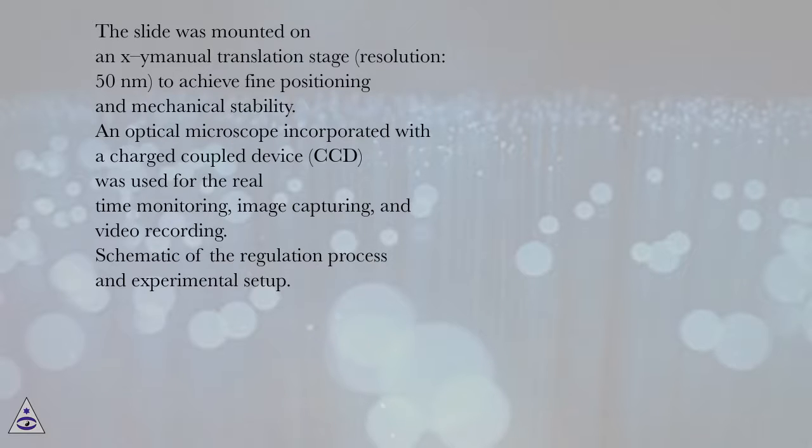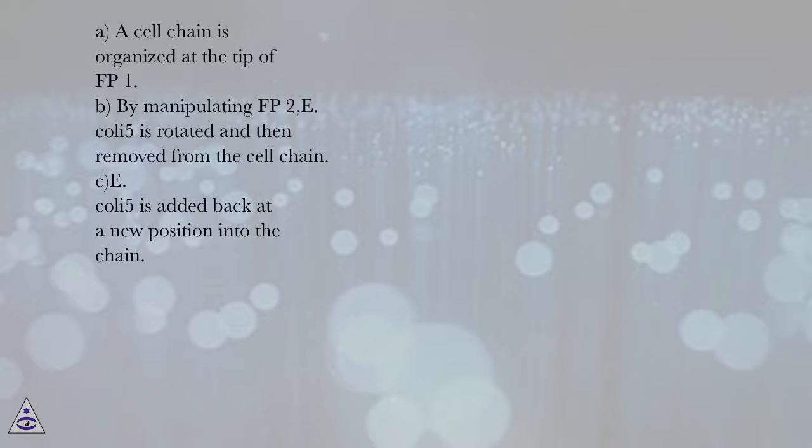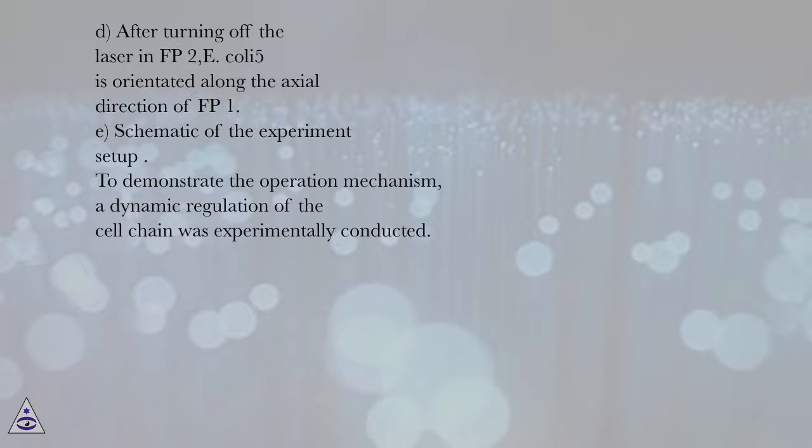Schematic of the regulation process and experimental setup. A. A cell chain is organized at the tip of FB1. B. By manipulating FB2, E. coli 5 is rotated and then removed from the cell chain. C. E. coli 5 is added back at a new position into the chain. D. After turning off the laser in FB2, E. coli 5 is orientated along the axial direction of FB1. E. Schematic of the experiment setup.